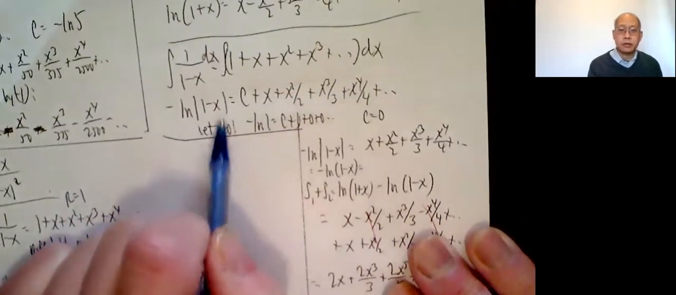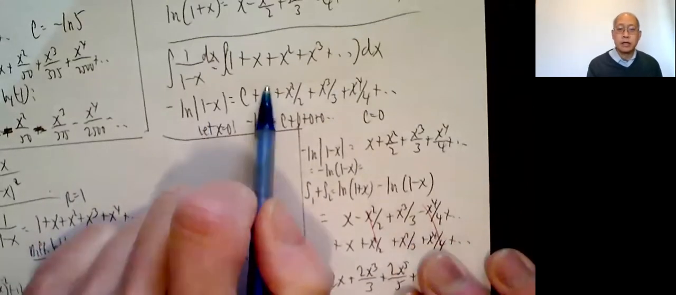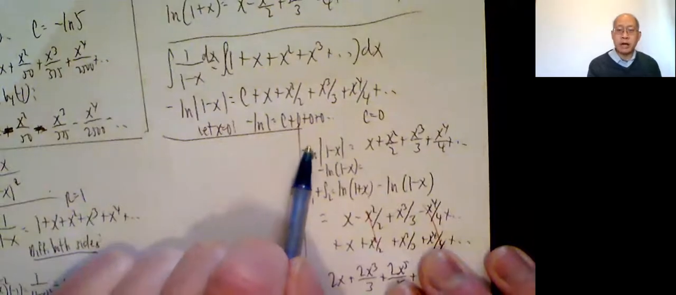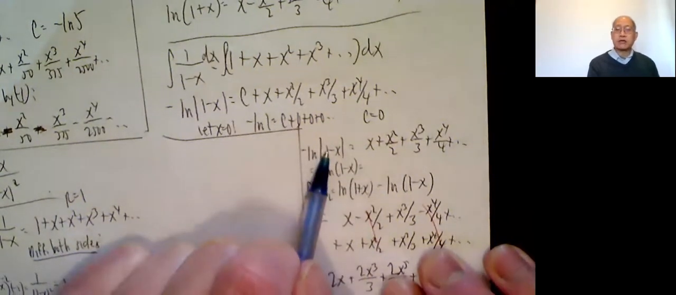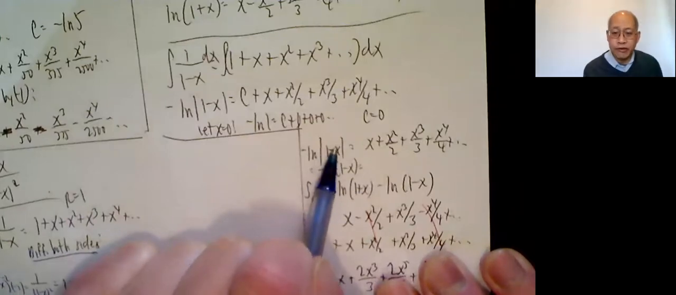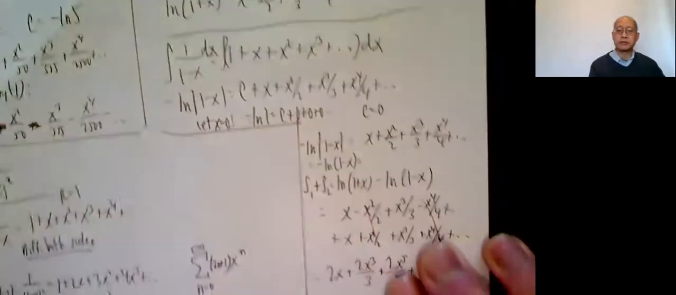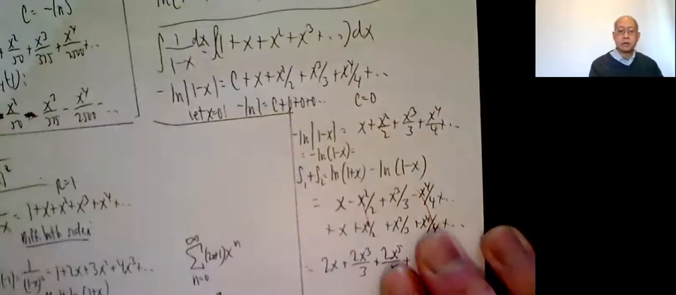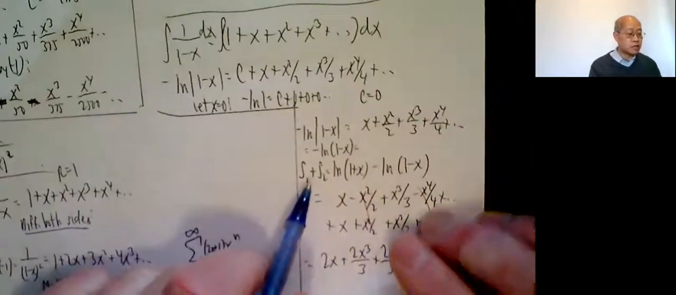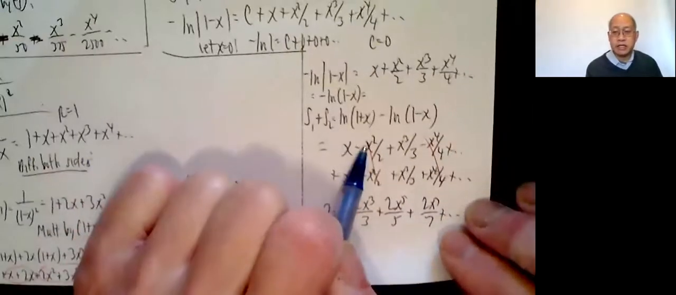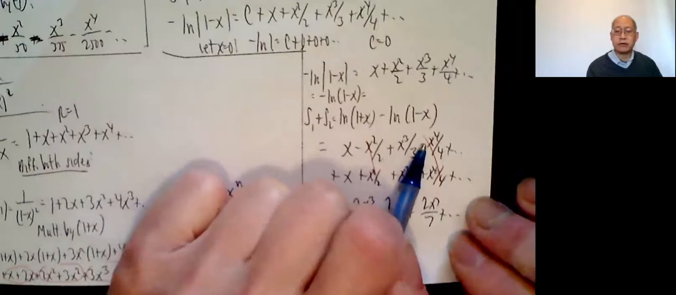Okay, let x equal 0. I get negative ln 1, which is 0. C plus 0, 0, 0. So C is equal to 0. So here's negative ln absolute value of 1 minus x. Again, the radius of convergence is 1, which means I can only plug in stuff between negative 1 and 1. If you plug in stuff between negative 1 and 1, this thing's never negative, so put it in parentheses. So finally, S1 plus S2, I add these up. So I put the series expansion for the first one, which is that: x minus x squared over 2 plus x cubed over 3 minus x to the 4th over 4.